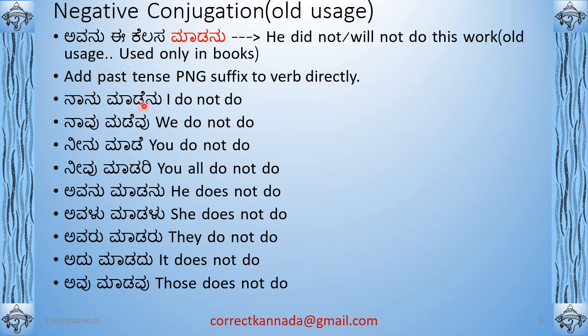So you just take madu, add enu to it, madenu, madevu, ನೀನು ಮಾಡೆ, ನೀವು ಮಾಡರಿ, ಅವನು ಮಾಡನು, ಅವಳು ಮಾಡಳು, ಅವರು ಮಾಡರು, ಅದು ಮಾಡದು, ಅವು ಮಾಡವು. So you could see this is exactly behaving like a tense. ನಾನು ಮಾಡುತ್ತೇನೆ is simple present tense, right? So ನಾನು ಮಾಡೆನು means I do not do in simple present. But this is again not used in today's world. Agalla is used, or adding illa, alla to the verb is what is used more often. This you can see in books maybe. Okay, just be aware of it.